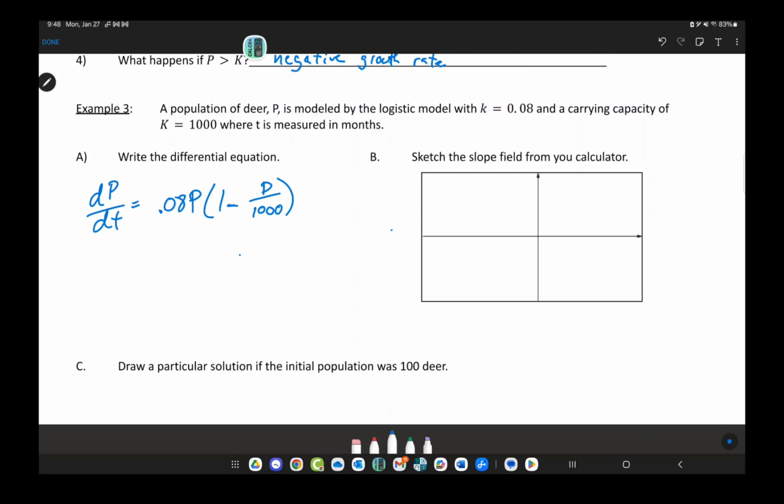I sketched the slope field from your calculator. Okay. I thought the calculator could do something. Trying to figure out what it means.